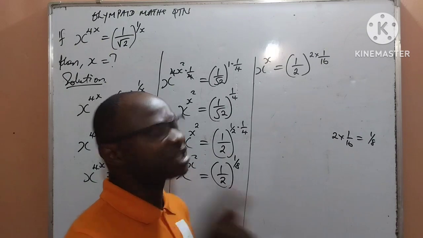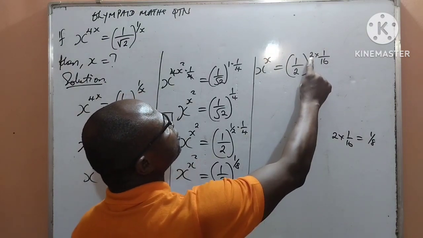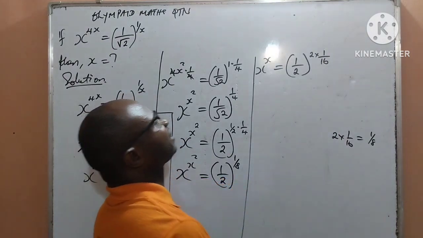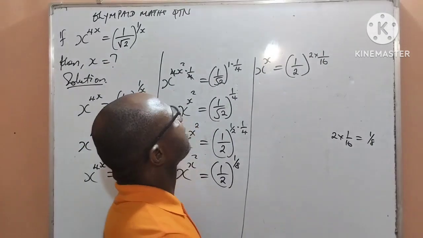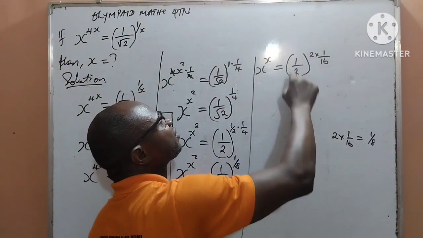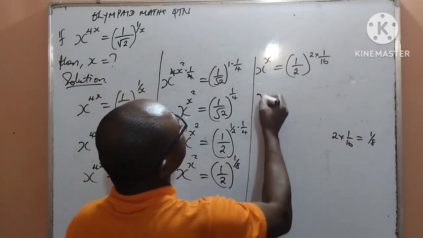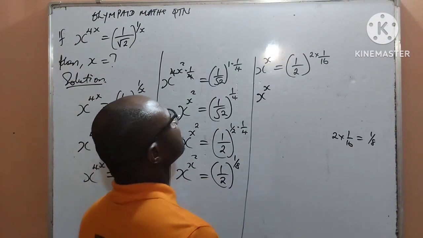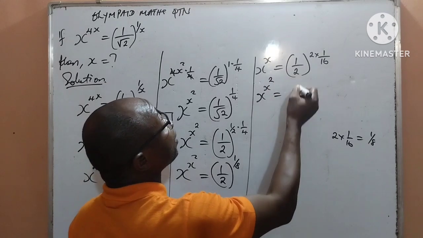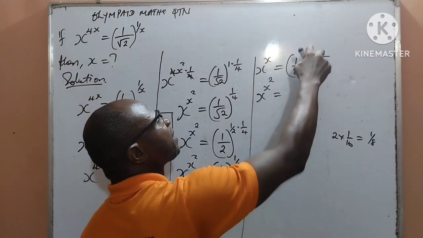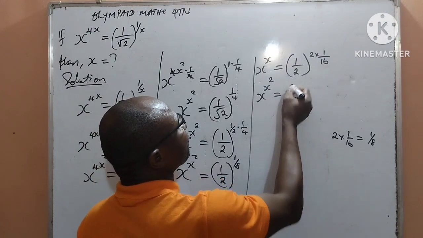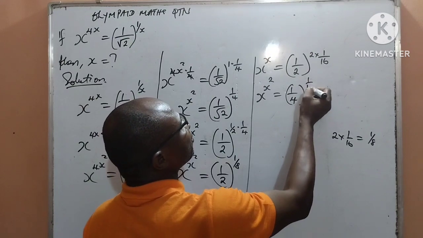Okay? The reason is because I simply want to make use of 2 to simplify 1 over 2 as 1 over 4. That's my target. Therefore, I have it put this way. x raised to the power x to the power of 2 now will be 1 over 2 to the power of 2, which becomes 1 all over 4. I now have 1 over 16.